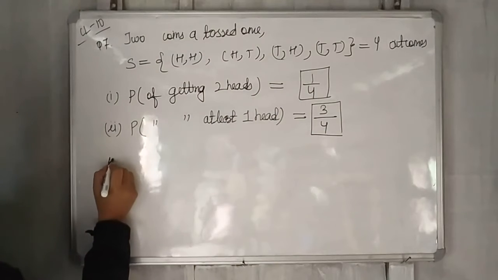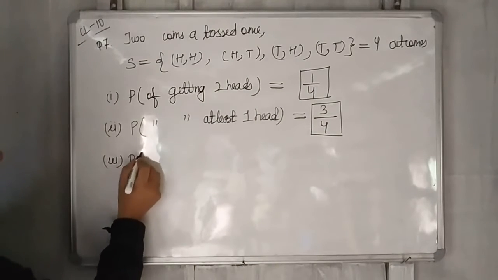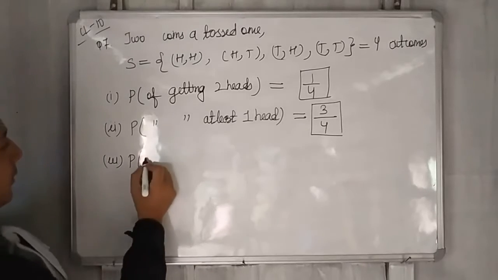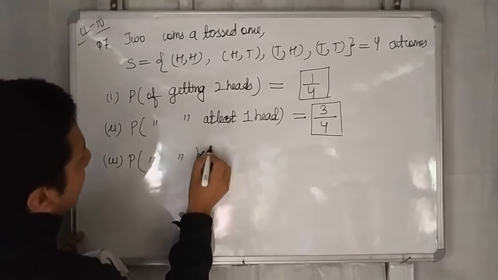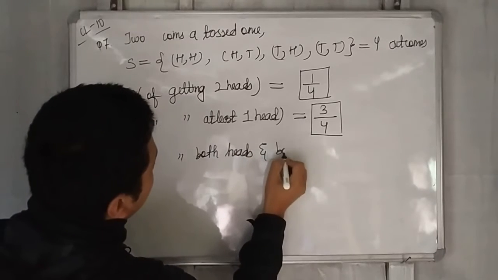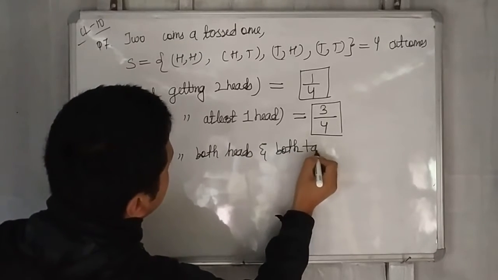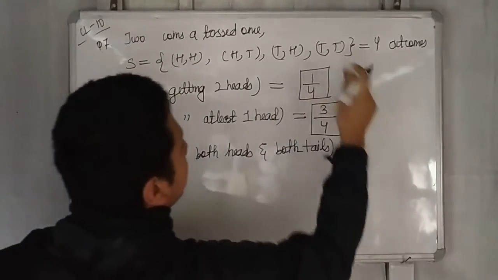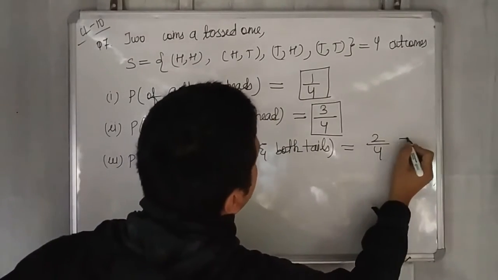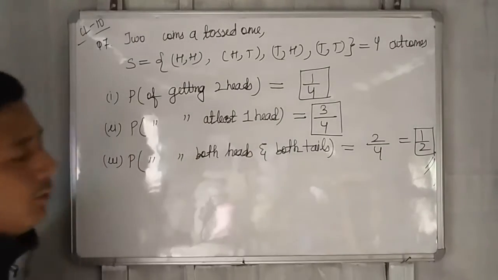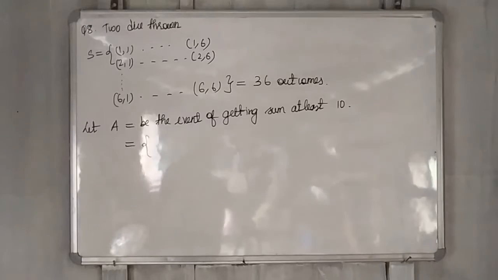Okay, and the last one, the probability of getting both heads or both tails. How many chances? Both heads, both tails. So 2 by 4, which is 1 by 2. So please pause the video, boys, and note it down properly.